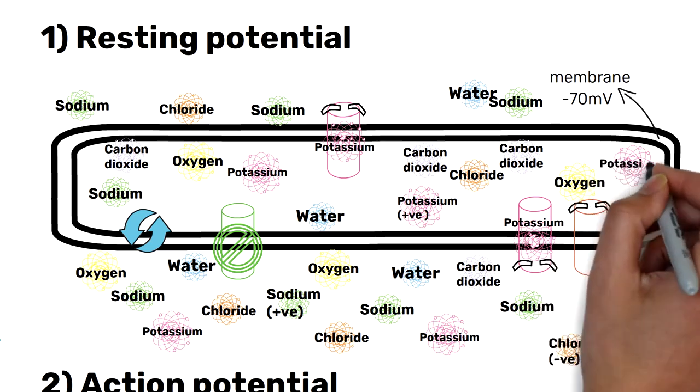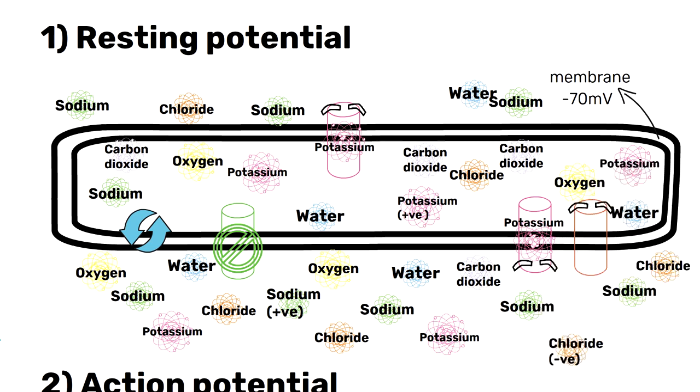When at rest, 2 forces try to push sodium ions into the neuron. The electrical gradient pulls positively charged sodium ions back into the negatively charged neuron through the concentration gradient. A greater number of sodium ions outside means that there is an increased probability of sodium moving in rather than out, but the channels are currently closed during resting potential.